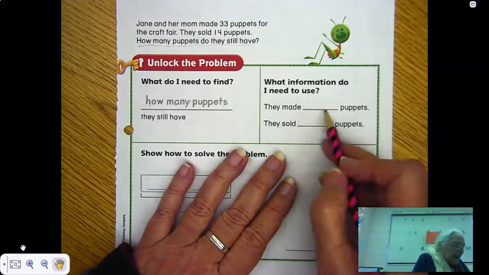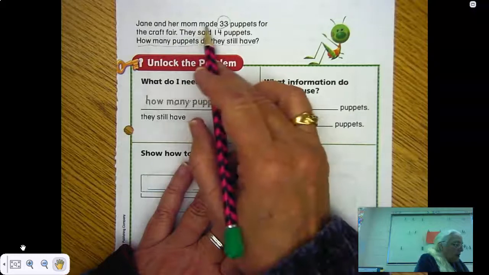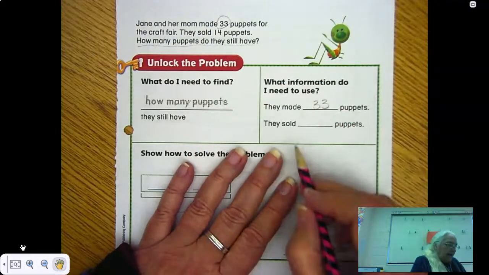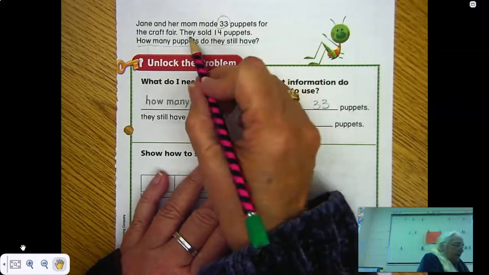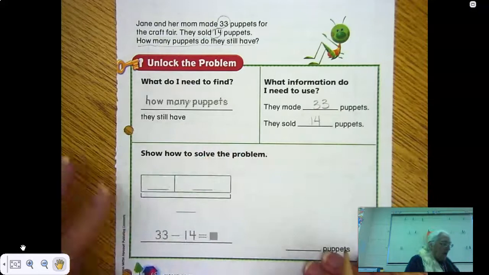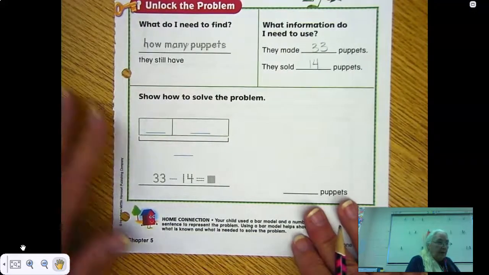So what information do I need? Let's see, they made 33 puppets. And they sold, let's see, that sentence is right here. They sold 14 puppets. So this is how we're going to show the solution to the problem.